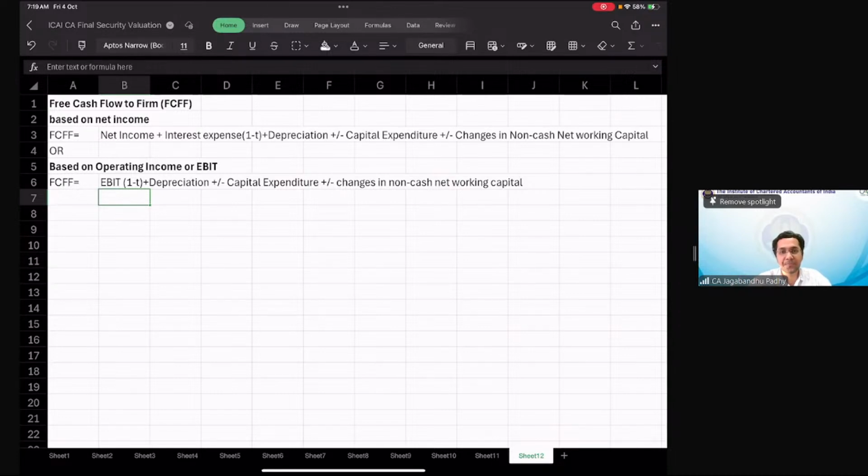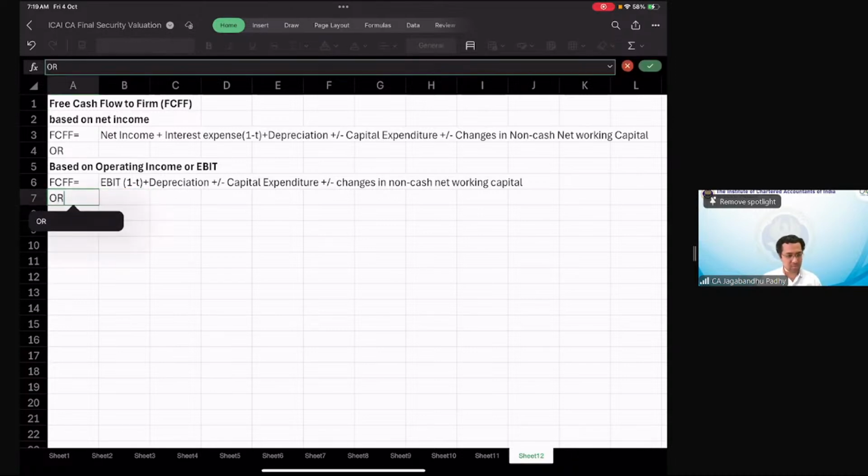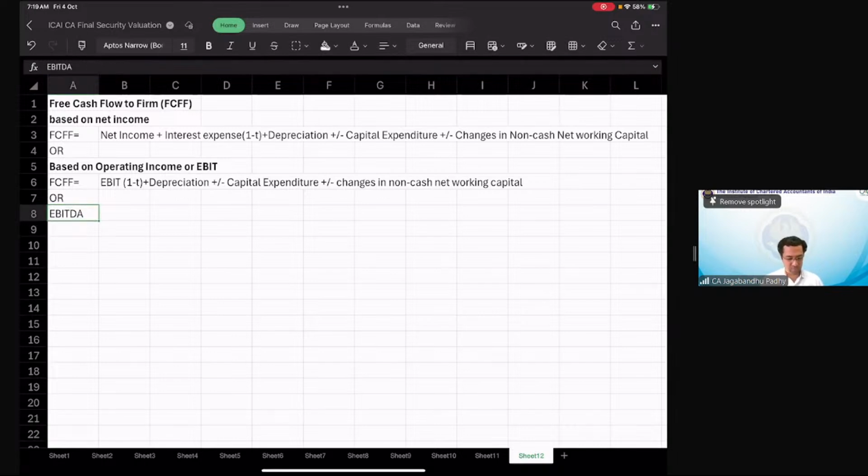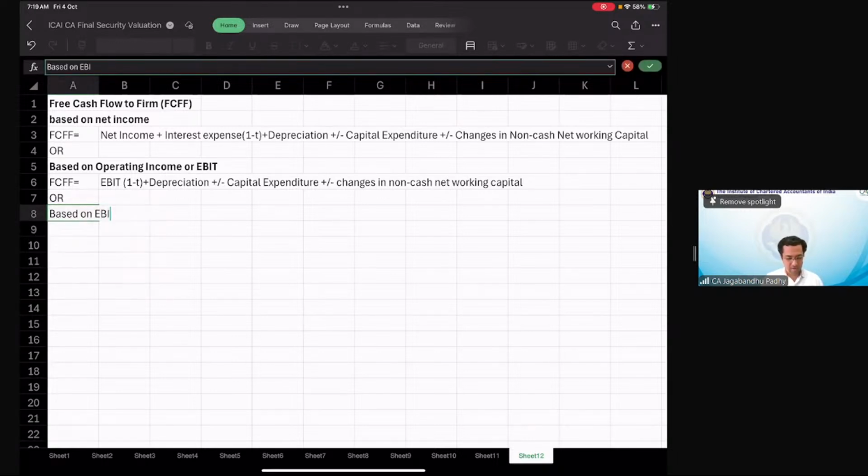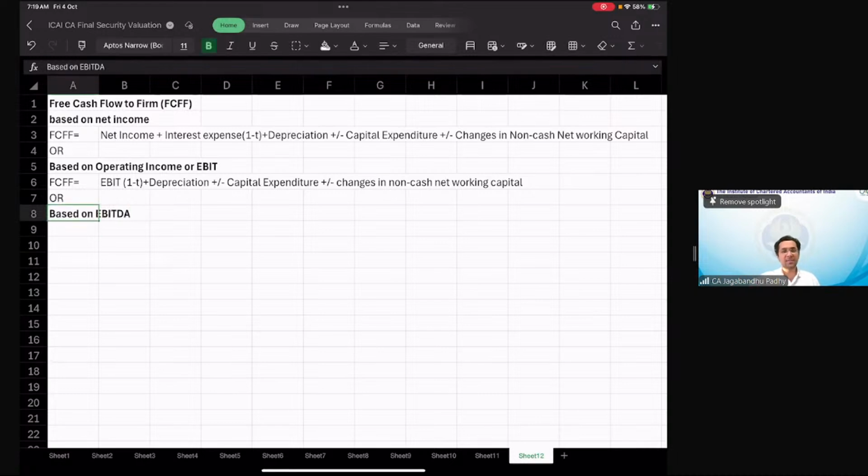Okay, so if we have to start with EBIT, this is how we are going to calculate it. Now, we may have another approach also to calculate the FCFF, which is free cash flow for the firm. That approach will obviously start with, suppose we have the information about EBITDA. Have you heard this term EBITDA, guys? Ever heard this term called EBITDA? Yes.